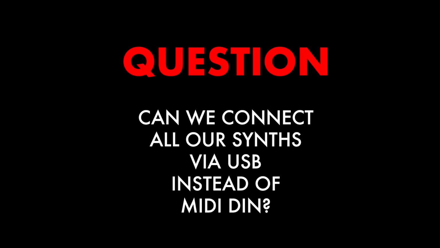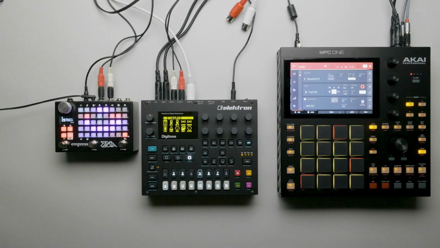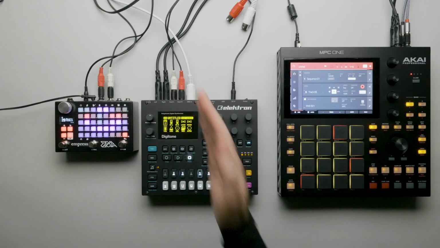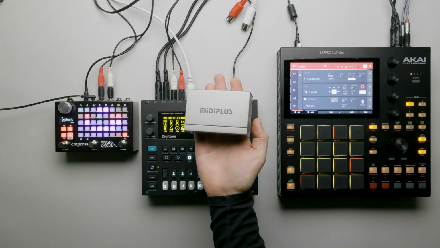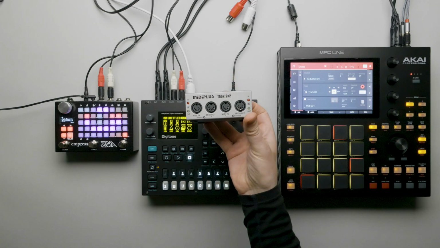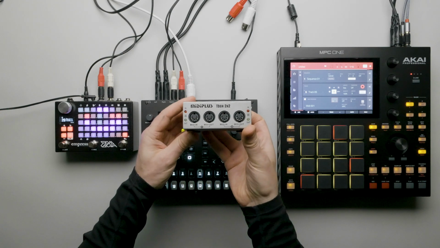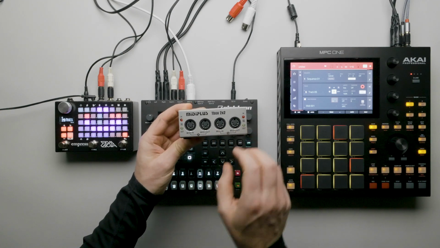Question: how will this be different if we connect everything via USB instead of MIDI DIN? Well, there are some similarities and differences, so it's best we explain it. Say we want to control MIDI DIN devices like the Digitone and the Zoya, but we need to do so over a USB port. We can use a MIDI to USB interface like this MIDI Plus T-Box. This model has 2 inputs and 2 outputs.